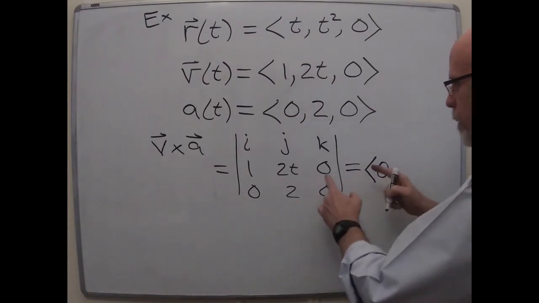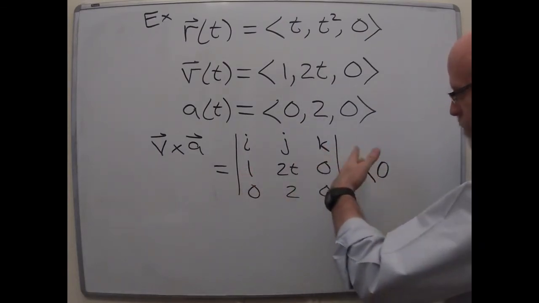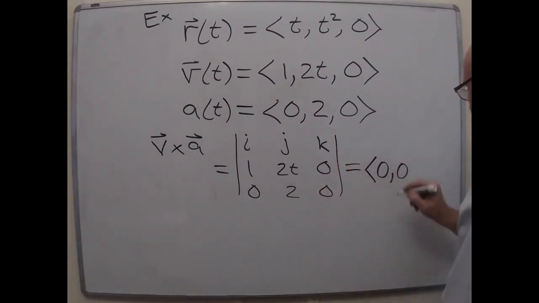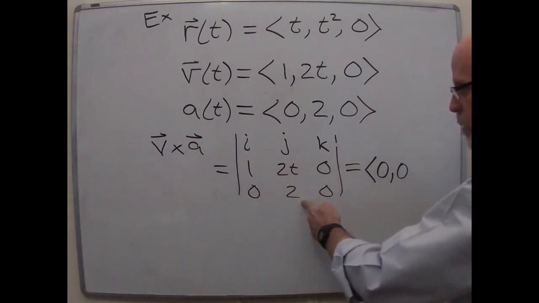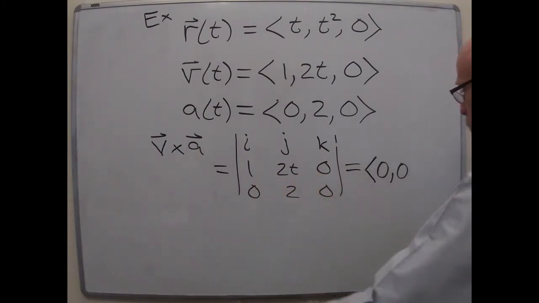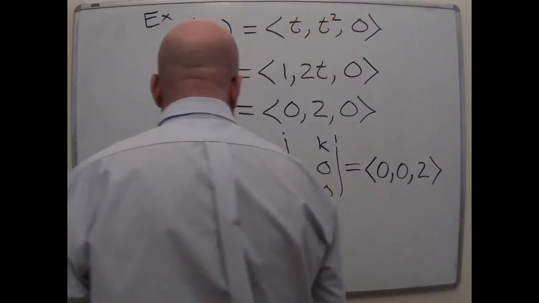The j component also involves 0 times things, and so it's plus or minus 0, that's 0. It's only the k component that survives, and it's only the 1 times 2 because you're subtracting 2t times 0, so you get 2. So the length of v cross a is 2.